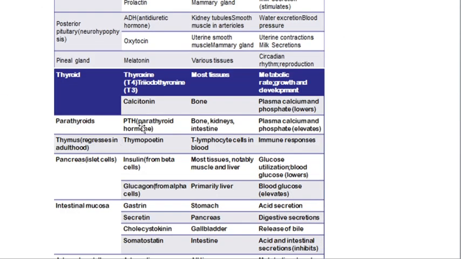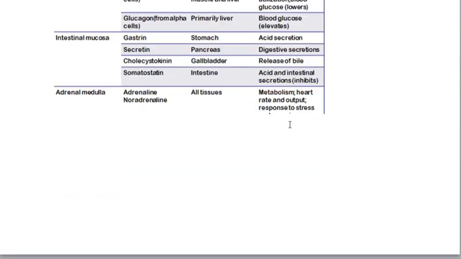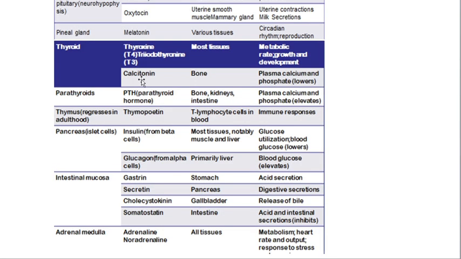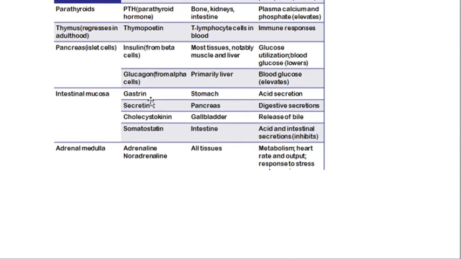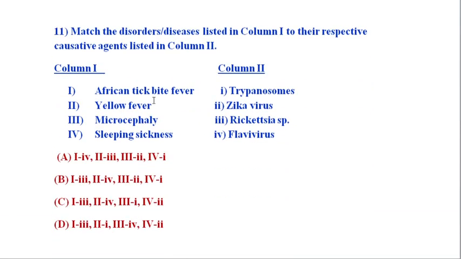At the same time, parathyroid hormone increases the plasma calcium and plasma phosphate level. So have a look at this particular PDF, or you can check the revision series PDF and video also. It will be very helpful. The last thing, definitely one disease question will be coming.